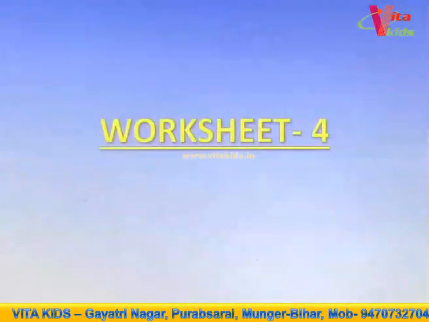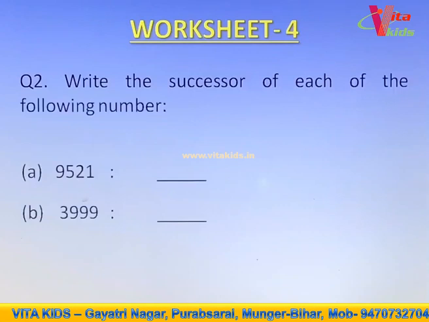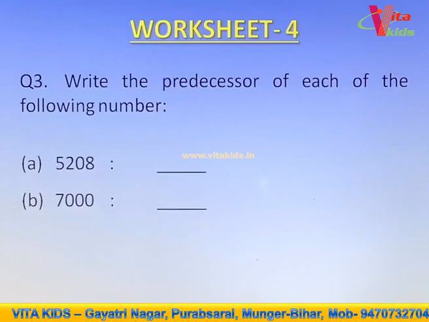Now let us do a worksheet to enhance our understanding. Question number 1. Write all the numbers lying between A, 996 and 1000, B, 2998 and 3002. Question number 2. Write the successor of each of the following numbers. A, 9521, B, 3999.